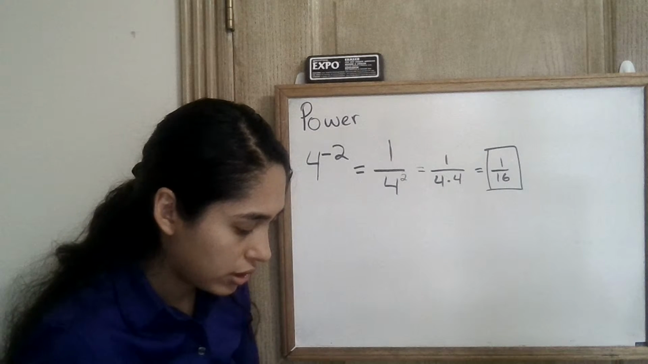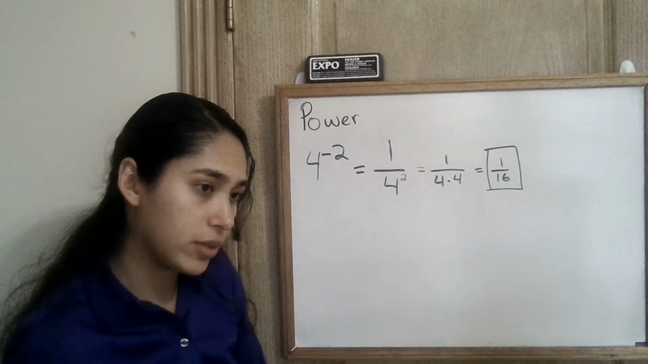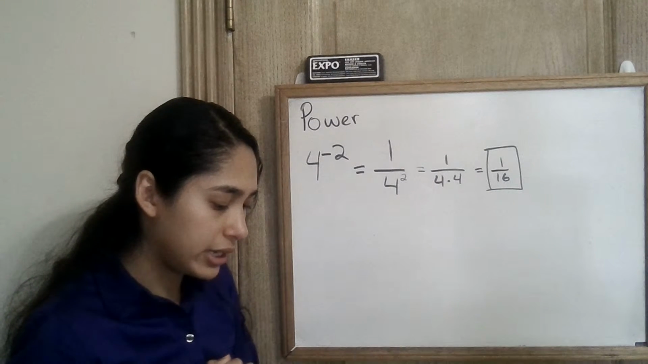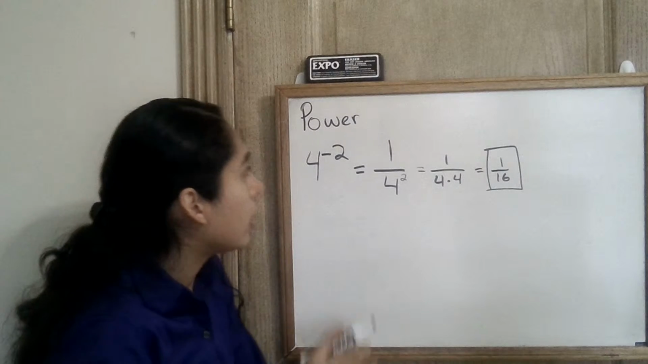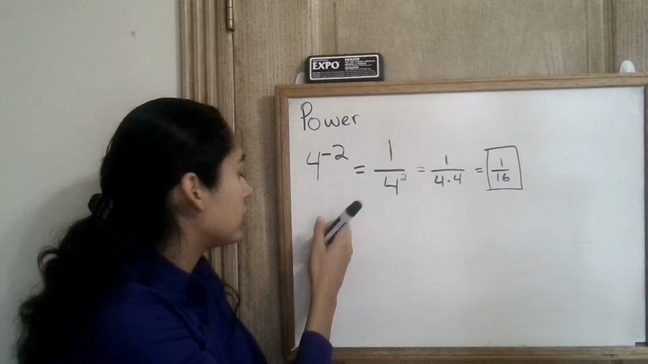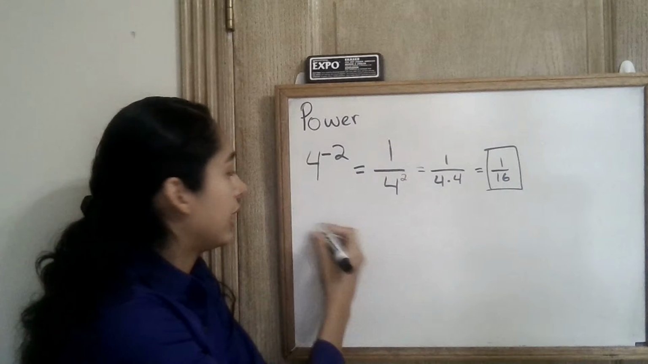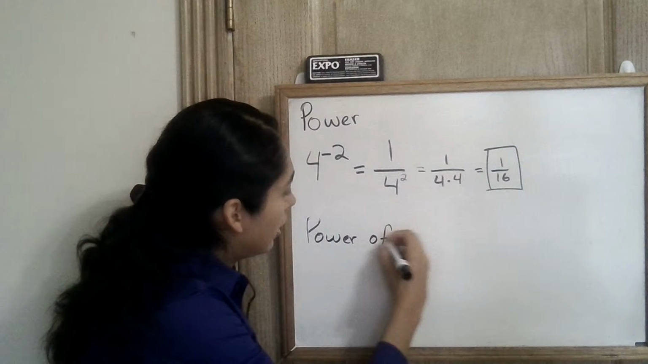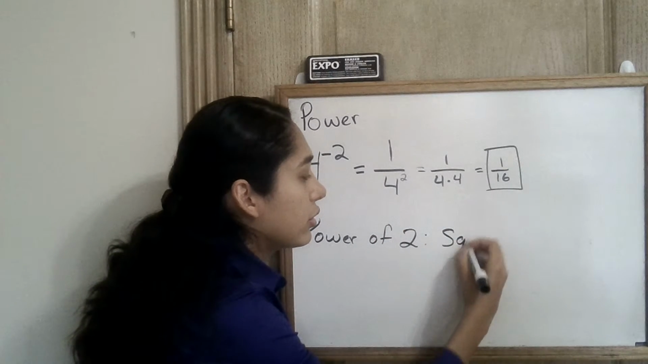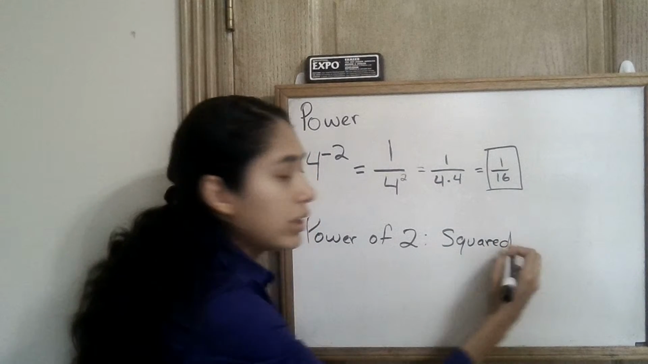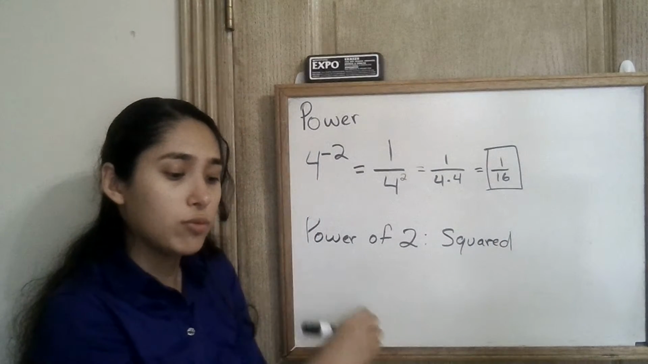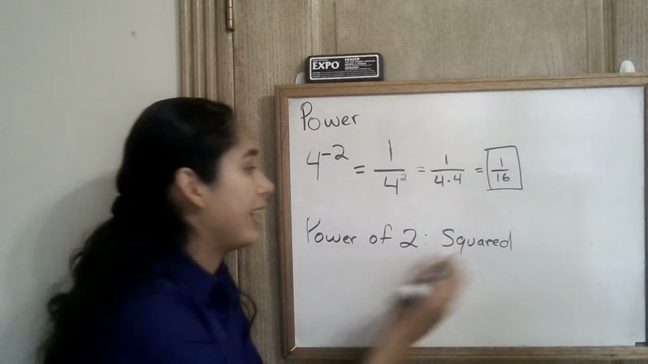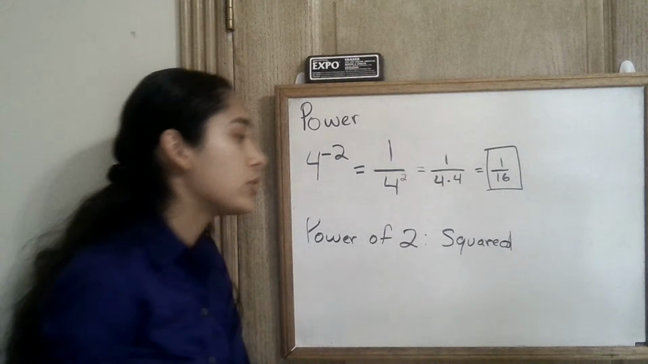Okay. So something else I want to point out about powers or exponents is that you might hear something said, the power of 2. This is a specific power that has a special name. The power of 2 is called squared. Now this is very important because our next section is about roots and square roots, and this is where everything is going to tie together. So power of 2 is squared.